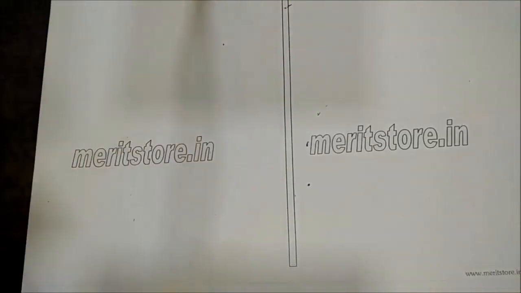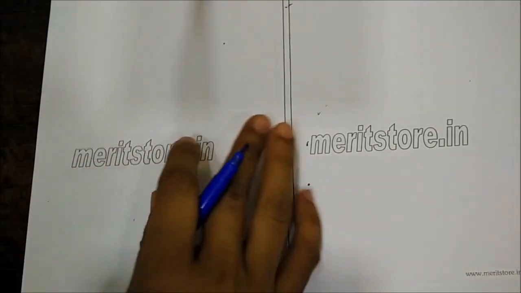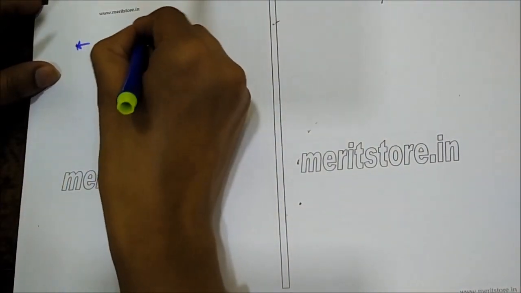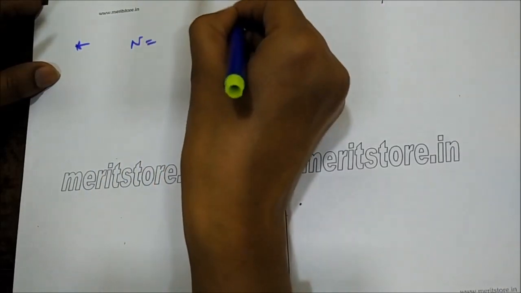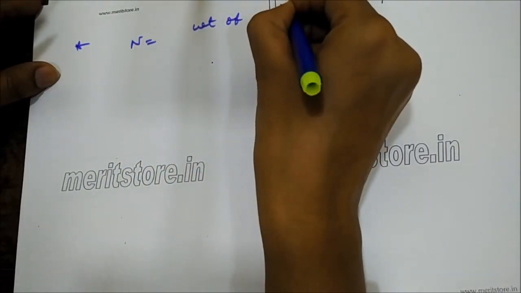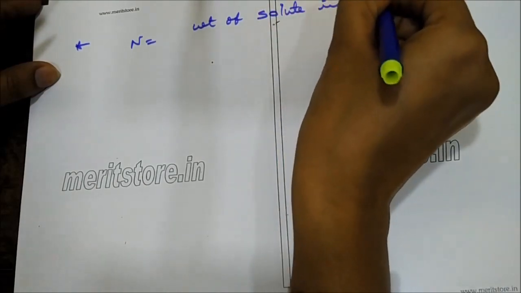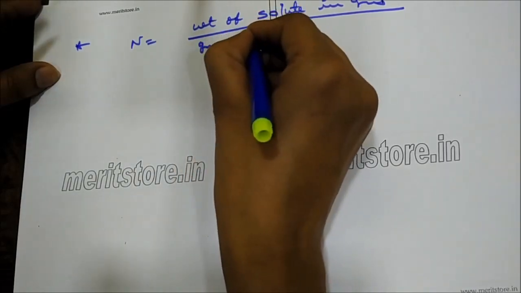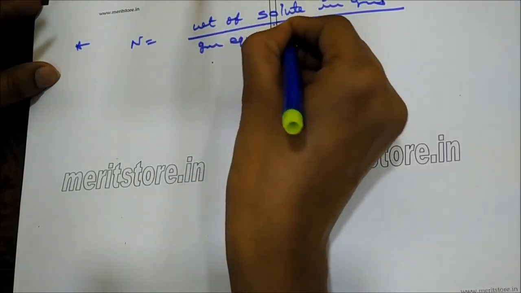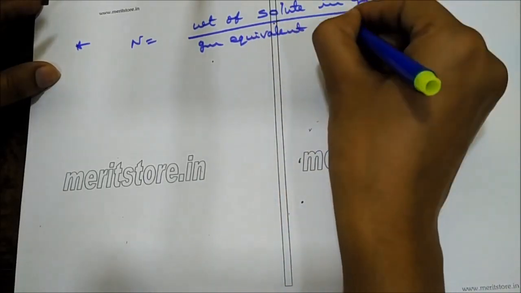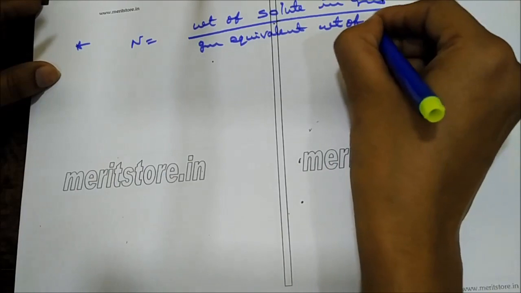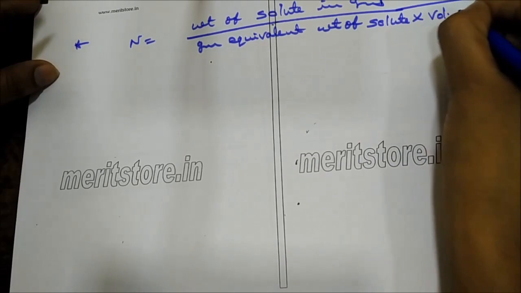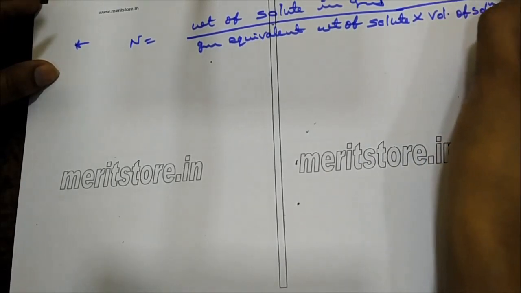Different formulas for normality, we'll write different formulas. N is equal to weight of solute in grams upon gram equivalent weight of solute into volume of solution in liter.